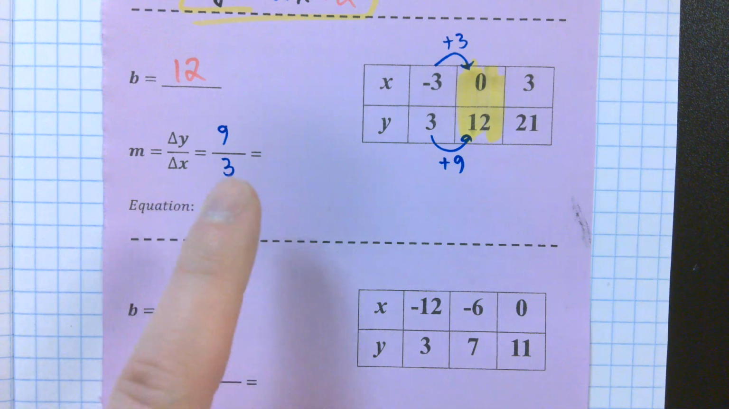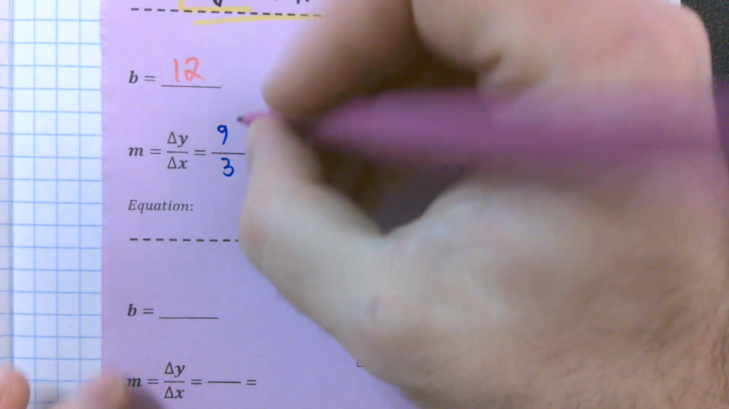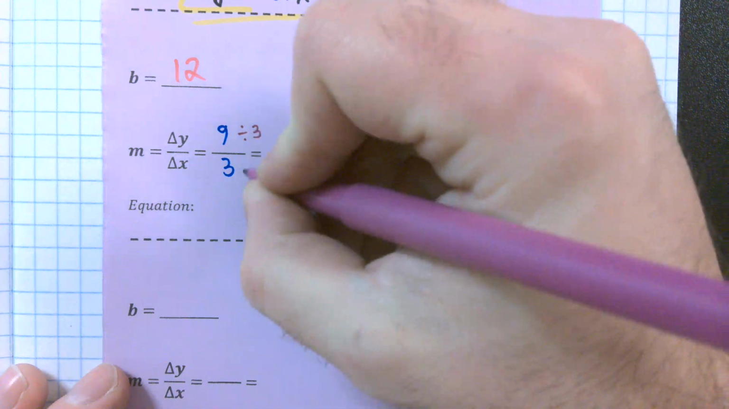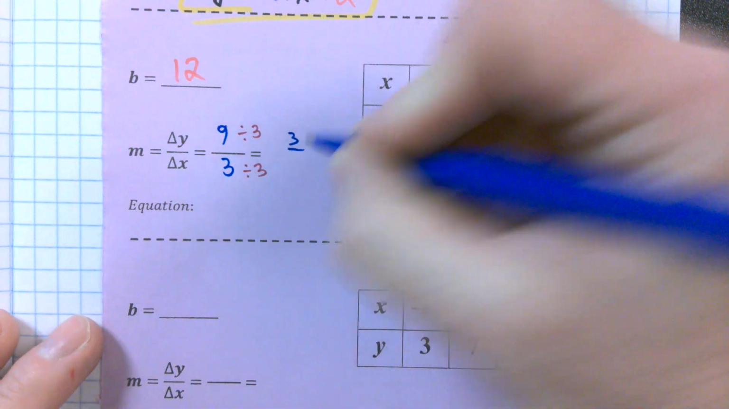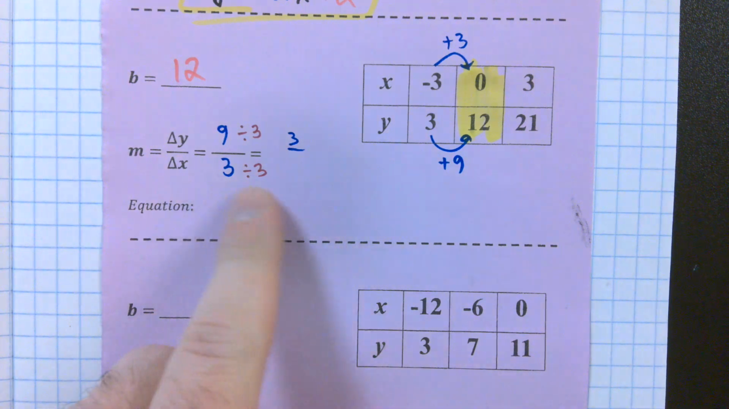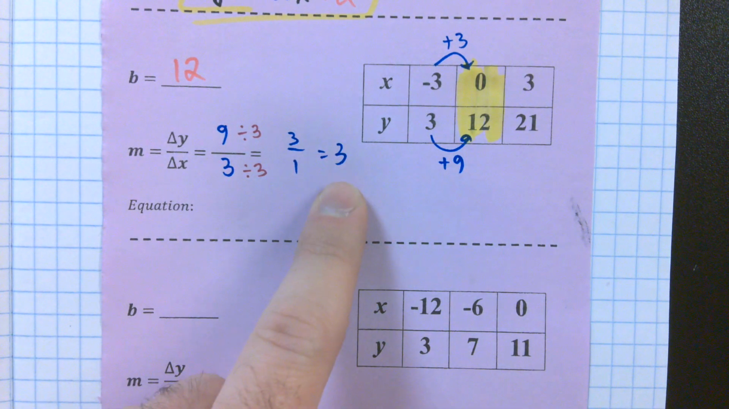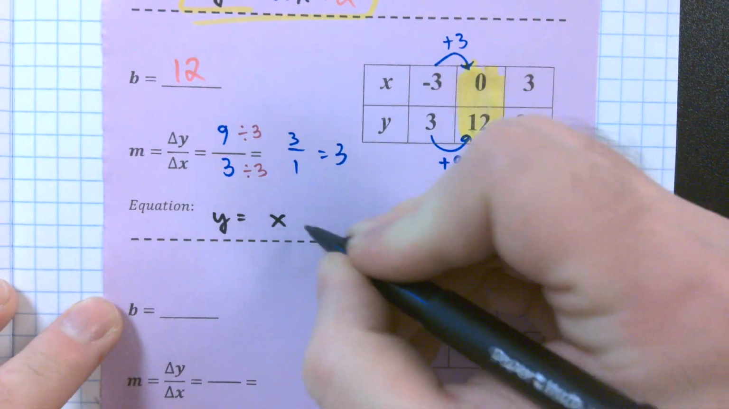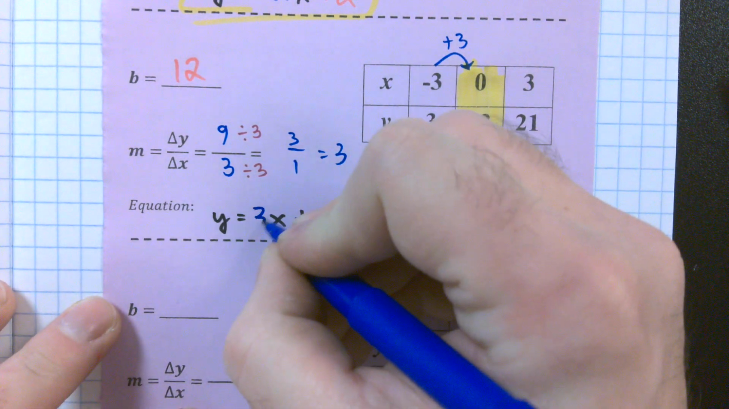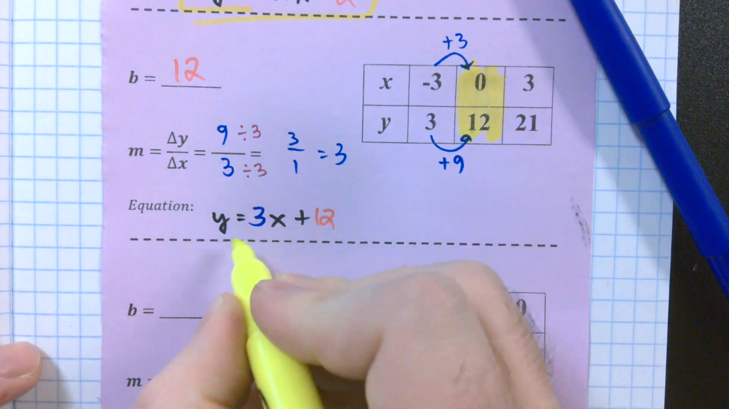Now, do 9 and 3 have a factor in common? Yes, they got a 3. So if I divide 9 by 3, what do I get on the top now? 3. And 3 divided by 3 gives me 1. I don't need that 1 on the bottom. I could just call it 3. So y is equal to 3x plus what? 12. Gianni got that right. Great job.